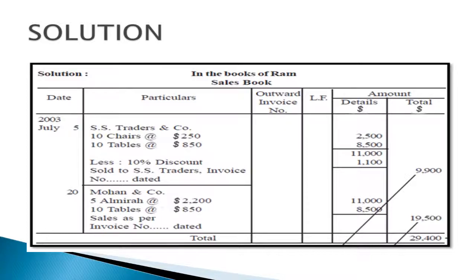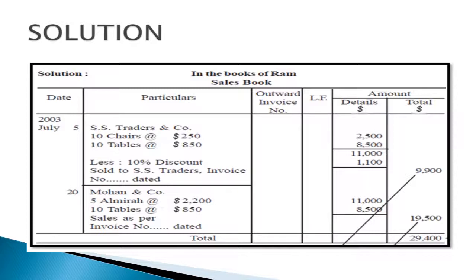On July 5th, sold 10 chairs and 10 tables at $250 and $850 respectively to SS traders at 10% discount. So we will write $2,500 and $8,500 in details, that becomes $11,000, and we will subtract 10% discount, that is $1,100 from it. So the total becomes $9,900.